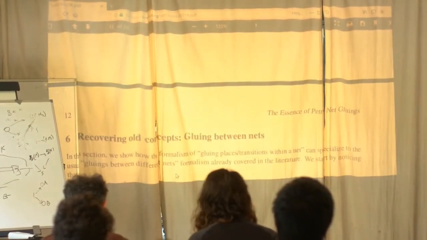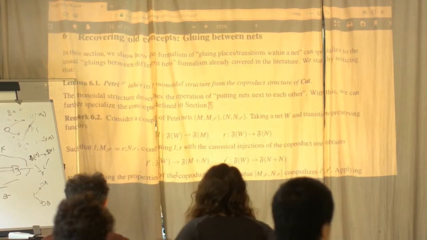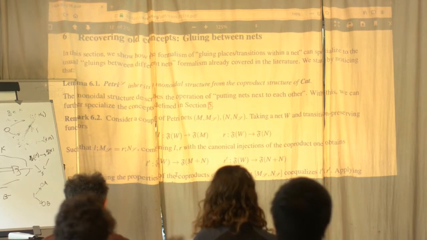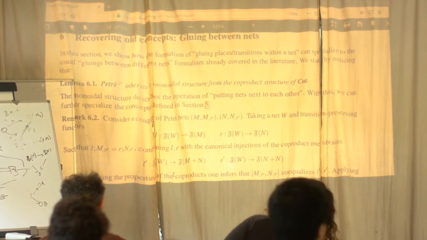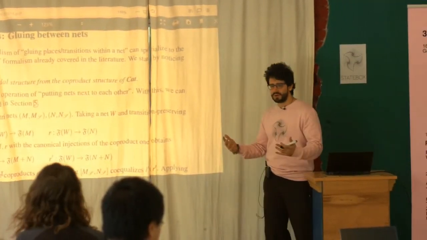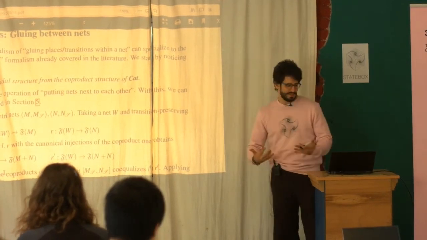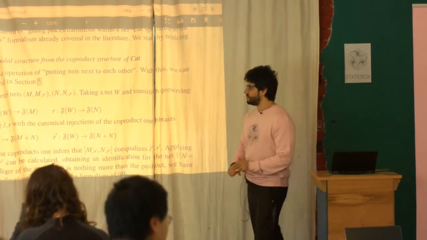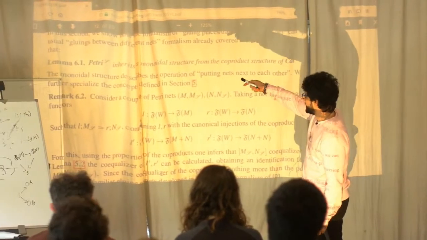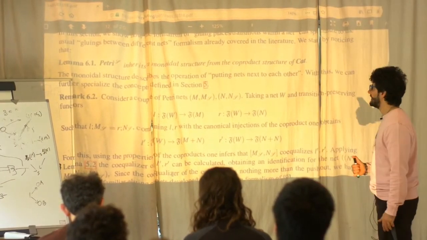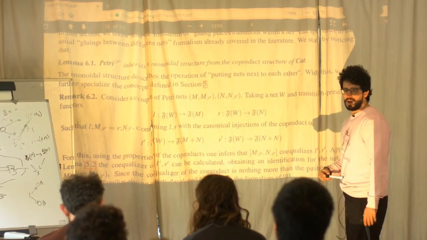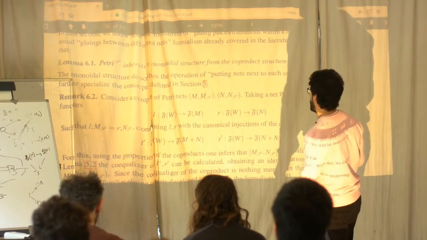And another cool thing is that now we would like to recover what it means gluing different nets. So we would like to recover the usual approach where you have nets with ports, and you compose the ports, and you do things. Well, you can see that this is doable because this Petri S category has a very simple monoidal structure on it, and the monoidal structure is just coming from the coproduct.